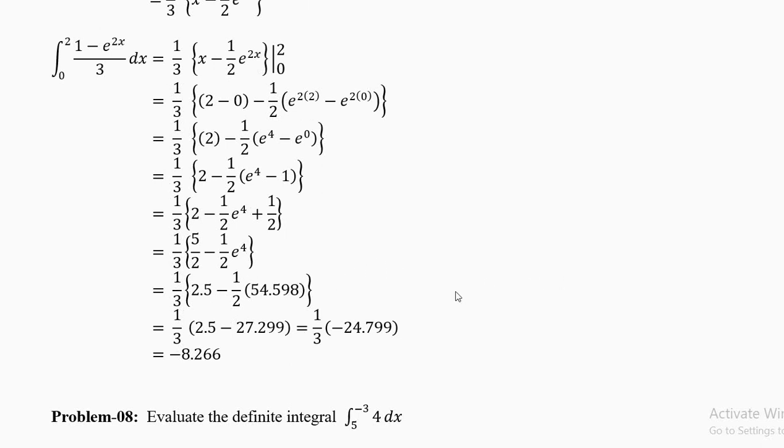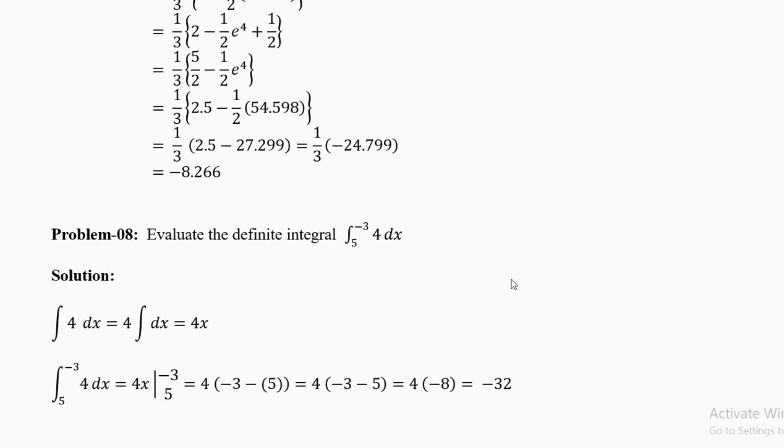There will be a number till infinity. Write down 3 numbers here or 4 numbers here, and then divide by 2. 54 divided by 2 is 27, and the numbers after the point. So 2.5 minus 27 is minus 24.799. When you divide by 3, you will get minus 8.266. That's it. You should not get any other number in this calculation.